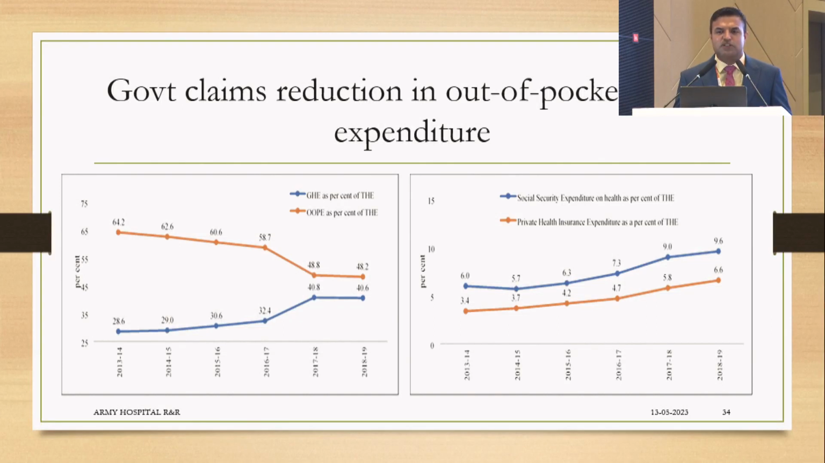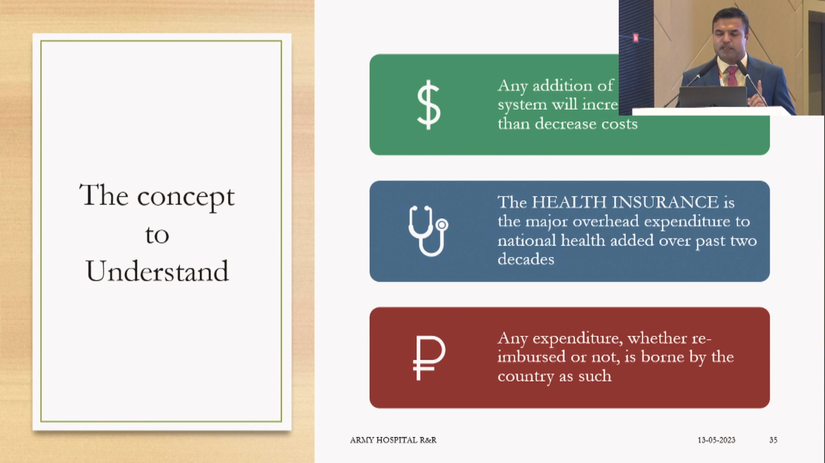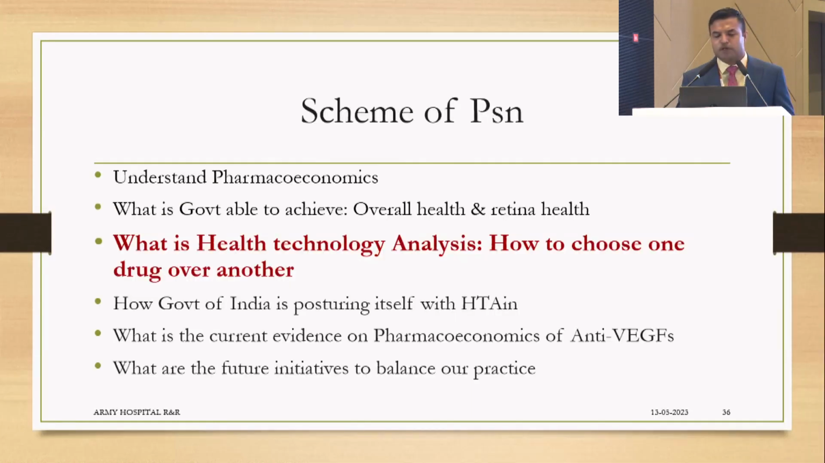They are producing such graphs where they are telling us that out-of-pocket expenditure is now reducing from 64% to 45%. But please understand that any expenditure in a country, whether reimbursed or not, is borne by the country as such. And whenever you include health insurance in the entire gamut of things, it is an overhead expenditure. It actually reduces the direct benefit which is given to the patient from the government.